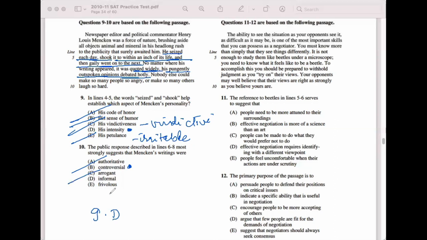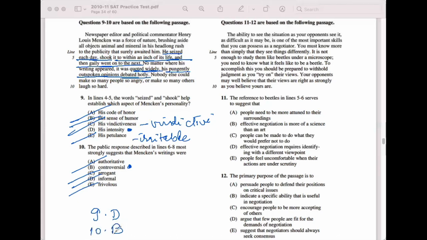Informal, we don't know if his writings were informal. We know that they were debated, but this is something the passage does not prove or provide evidence for. And frivolous. In fact, the passage suggests that his writings were the opposite of frivolous, right? To be frivolous is to have little value, but his writings were greatly debated. They were intense pieces, opinionated pieces. So I like option B, controversial, for question 10.